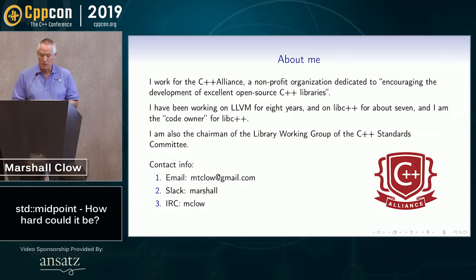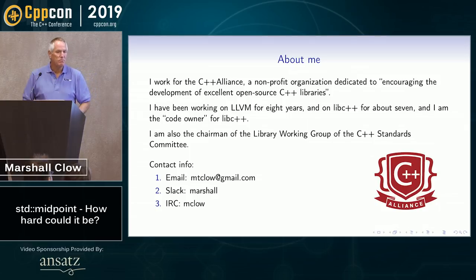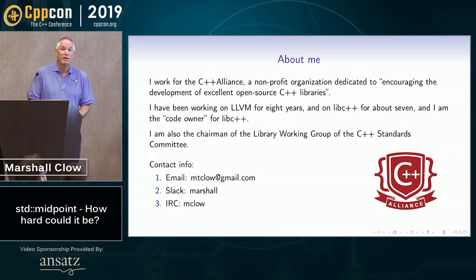A bit about me, because everything's always about me. I have been working on LLVM for about 8 years, and on libc++, the standard library implementation of LLVM, for about 7, and currently I am the code owner, which means I'm the person responsible for libc++. I work for a company called the C++ Alliance, which is a nonprofit organization. Their mission is to encourage the development of excellent open source C++ libraries. You may have seen this logo floating around the conference. We are a sponsor of the conference here. I'm also the chairman of the Library Working Group on the C++ Standards Committee. I have various contact information here if you need to get a hold of me. And that's enough about me.